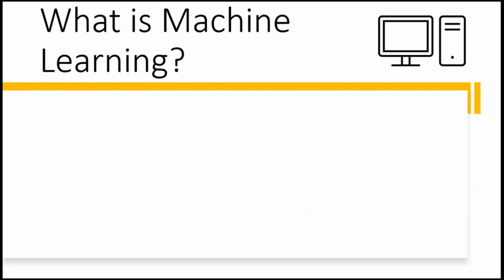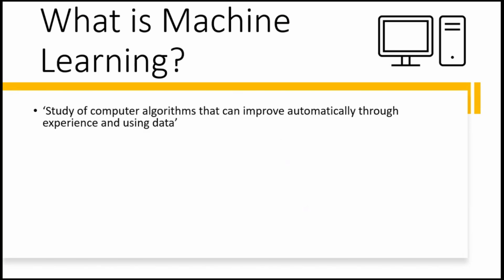So let's get started with the nitty-gritty. So what is machine learning? As I said, I've given you a dictionary definition there: the study of computer algorithms that improve automatically through experience and using data. What does that really mean?